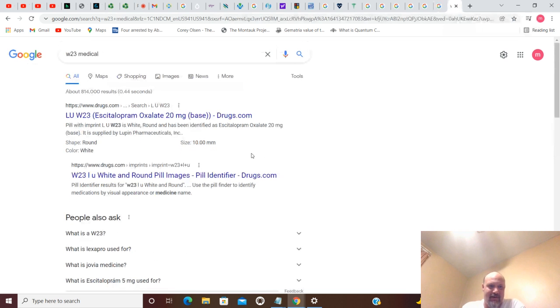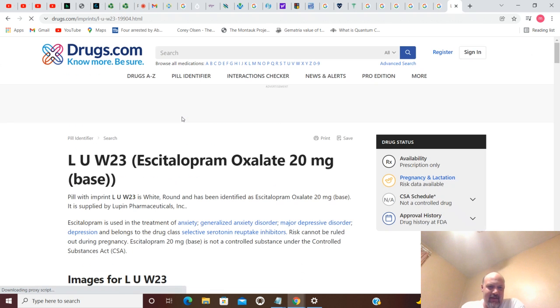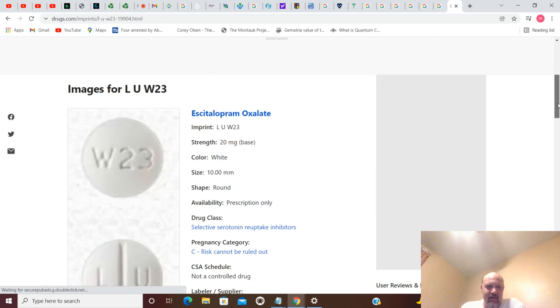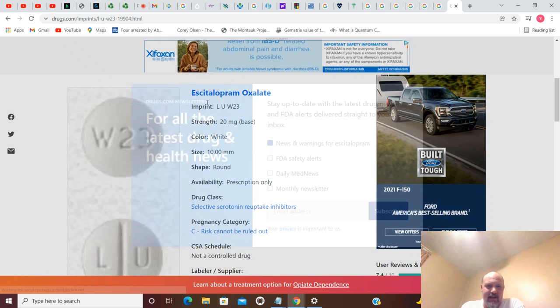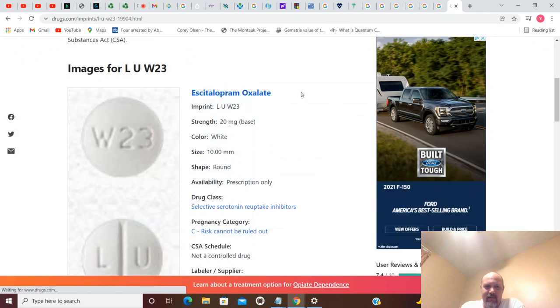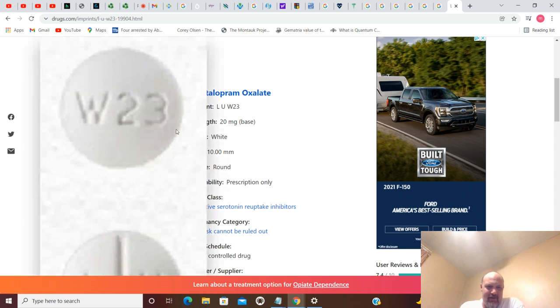W23. How about LUW23? Drugs.com. W23, white and round pill images, pill identifier. So you got another pill identifier. And it looks like it is escitalopram oxalate. W23.